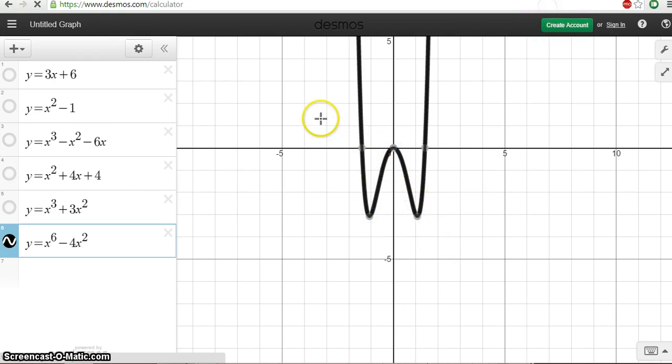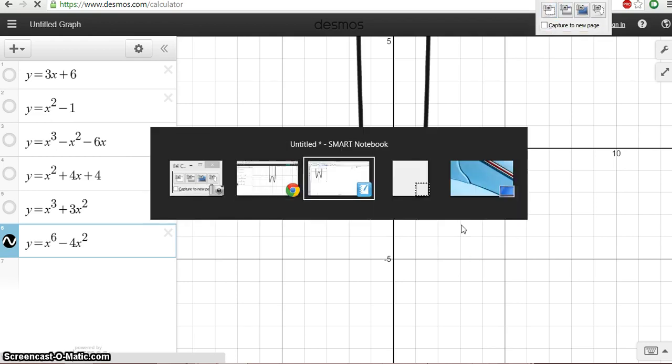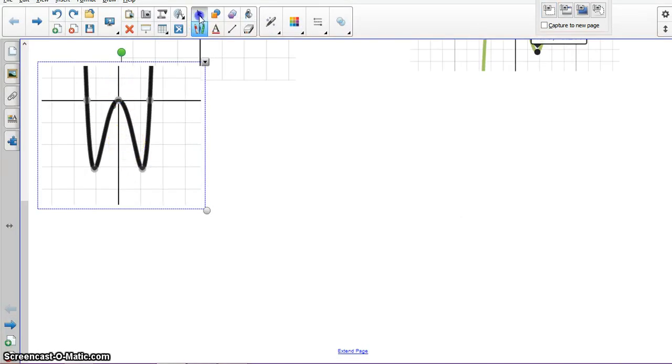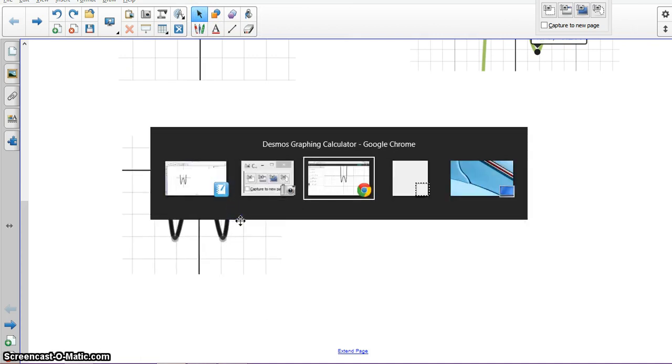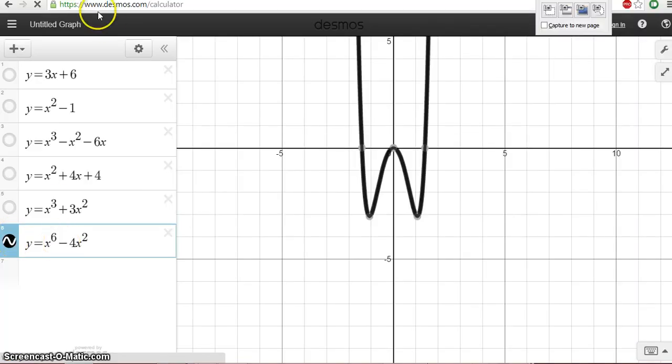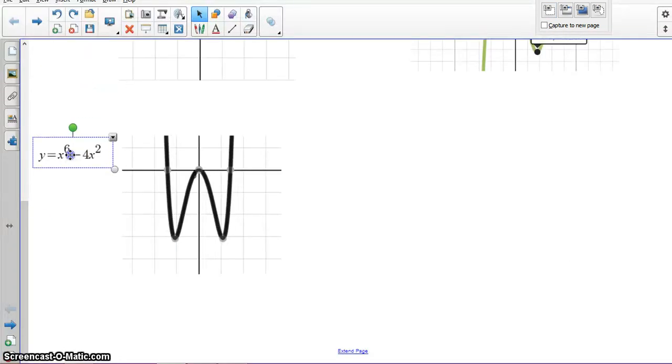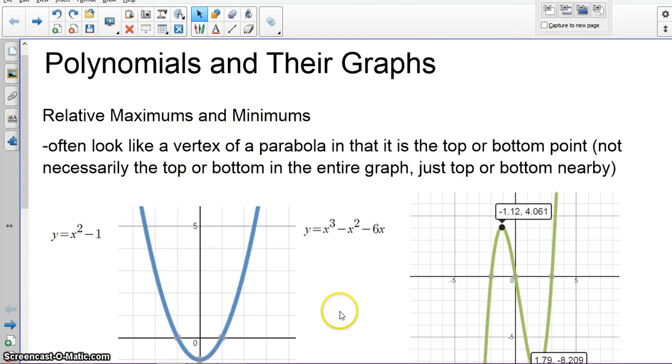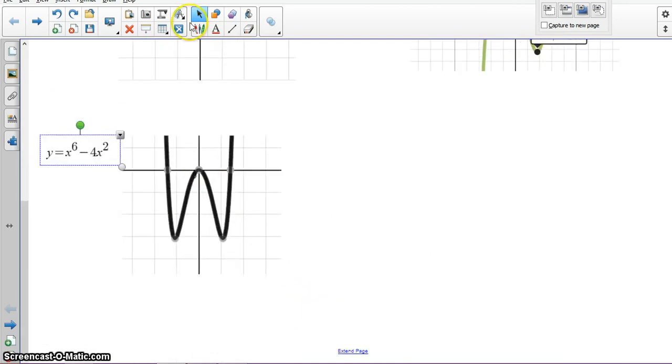So this is another good example. So I'm going to put it over here. But yeah, so you might be thinking, wait a second, it's supposed to be a 6th degree polynomial. The degree is 6, the biggest exponent is 6. Why does it only have 1, 2, 3 relative maxes and mins? 1 relative max, 2 relative mins on the bottom.